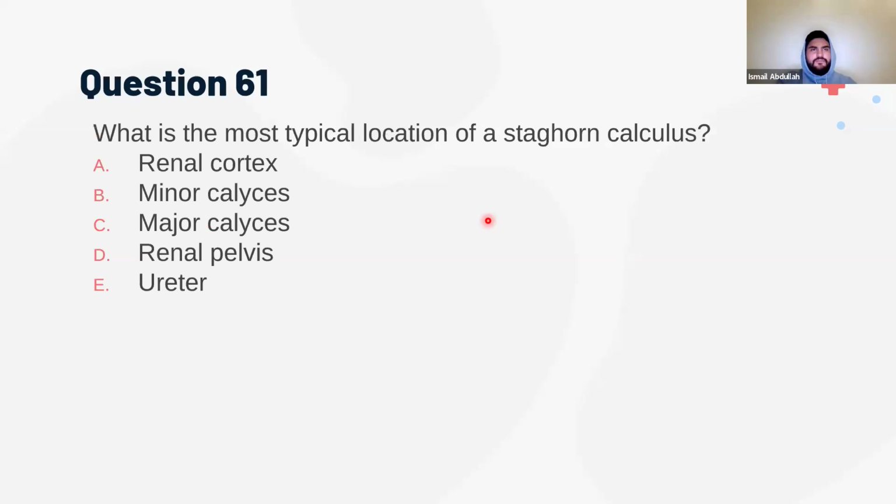All right. Oh, there's one more. Cool. There's one more MCQ, and there are two clinical scenarios. So please stay. What's the most typical location of the staghorn calculus? What do you think?